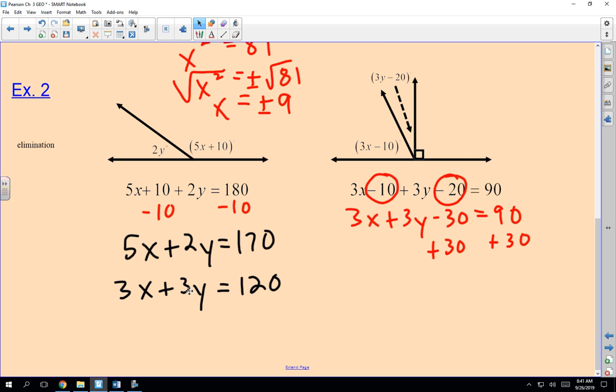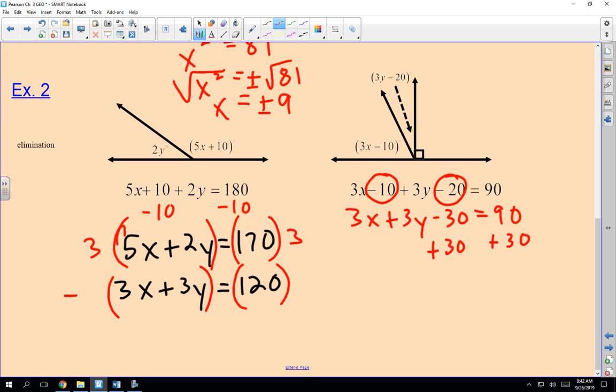6. So I'm going to multiply the first equation here by 3 on each side. And I'm going to multiply the second equation by, how about negative 2 on each side? You see why I'm using negative 2? I want to get a negative 6y right here.